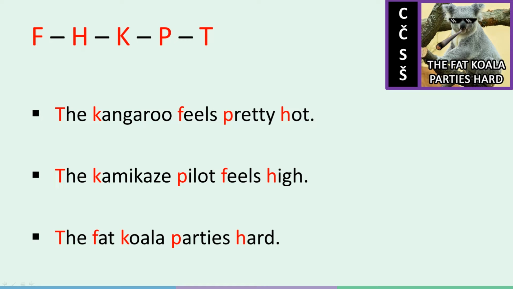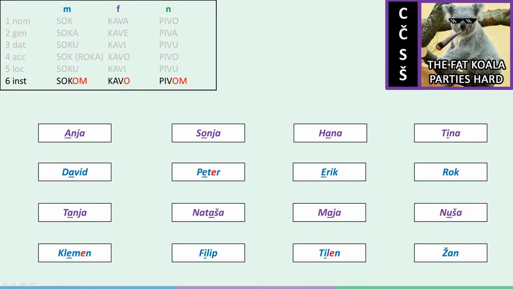Let's do a short exercise to review what we've learned. Okay, so we have 16 examples, 8 male and 8 female given names. Go top to bottom and then left to right, starting with Anya. First decide on whether to use an S or a Z. For that, just check the top right corner. Then decide which ending the noun is going to take. In the top left, you have the case endings of nouns in the singular.